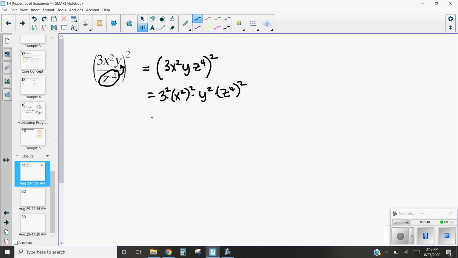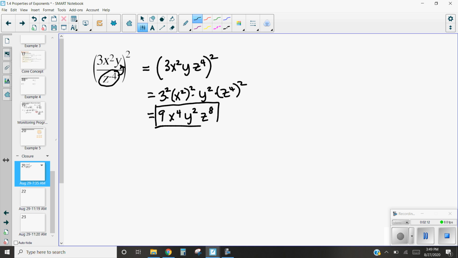Now this 3 squared is going to give us a 9. An x squared squared is that power of a power rule, which says I'm going to multiply those. So x to the power of 2 times 2, or x to the 4th, times y squared times, now this is going to be that power of a power rule again, z to the 4th squared, or z to the 4th times 2, which is going to be z to the 8th. And that's as simplified as it gets.